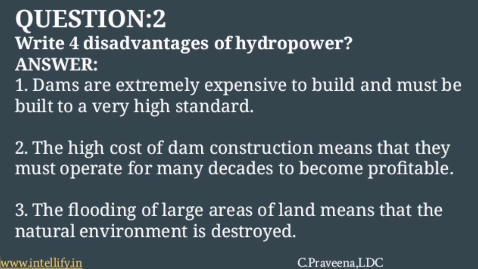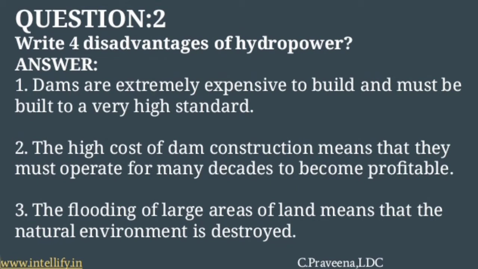Next question is, write 4 disadvantages of hydropower. Hydropower is nothing but the power derived from the energy of falling or fast running water, which may be harnessed for useful purposes. Even though it has a lot of advantages, some of the disadvantages are: dams are extremely expensive to build and must be built to a very high standard.